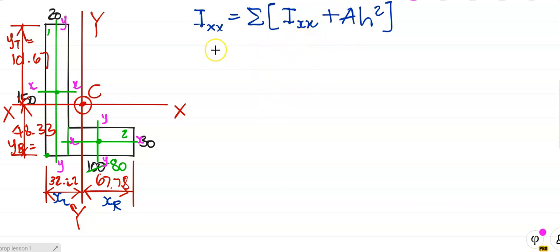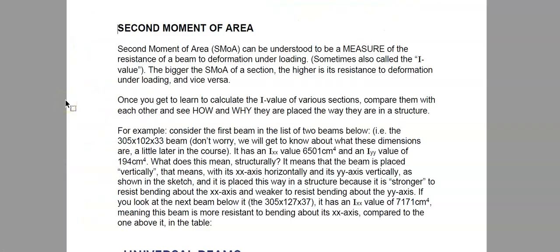So there's the formula, and we're going to use the parallel axis theorem to work out the second moment of area about the x and y axis. Yesterday, I did say I'm going to talk about the second moment of area. There's a little note there. I'm going to refer to that note now. I just want to talk about what second moment of area is all about. If you look at it there, you'll see it is measured in either millimeters to the power 4 or centimeters to the power 4.